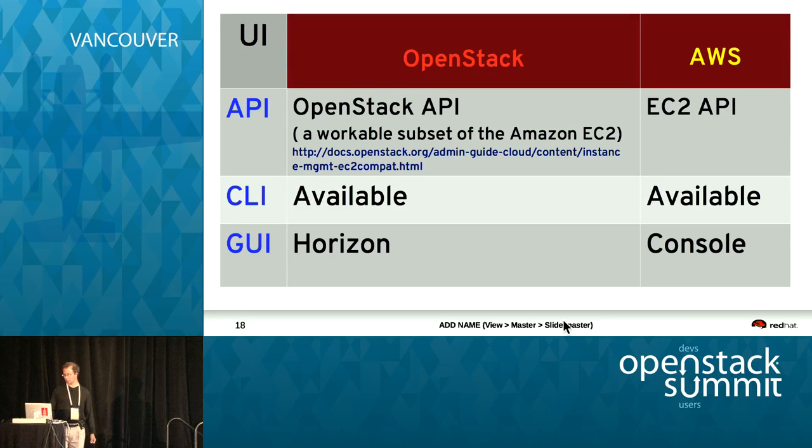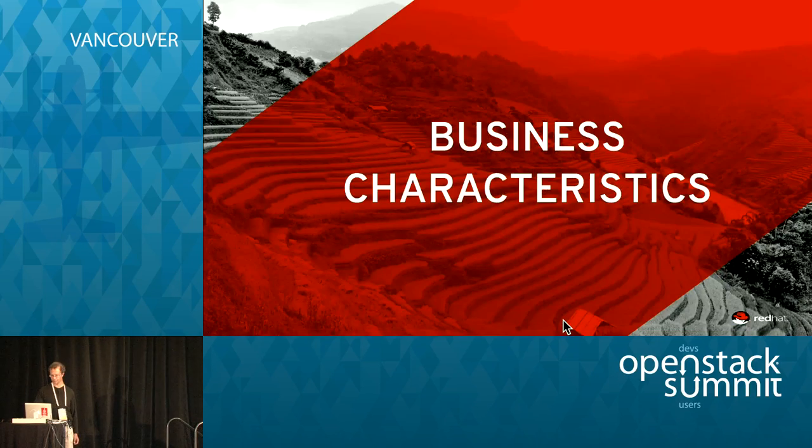So let's compare. It's called the EC2 API for Amazon. OpenStack has the OpenStack API, and there's a link there to a workable subset of APIs that are compatible with EC2. They both have a CLI. They have a GUI. In AWS, it's called the console. In OpenStack, it's called Horizon. So we've seen pretty much the command line and the GUI, as I've shown in the demos. That was a brief overview of some of the common technical services offered by both. Now let's jump into some of the business characteristics.